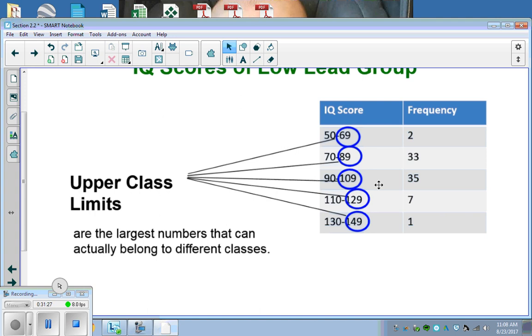In other words, I wouldn't want this to be 50 to 69 and this one to be 70 to 79, because then this would have to be 80. They have to have the same width each time. If not, I can sway my data, because I can make it look different by changing that width.